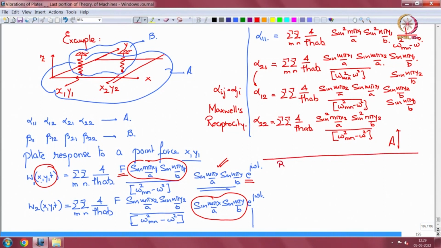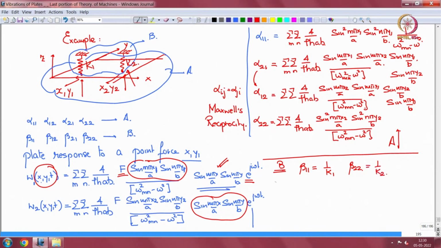What about system B, which has two springs? Okay, so if I say that this is point 1 and this is point 2, what is the spring response at 1 due to a force at 1? Beta 11 is 1 by k1. Let us say this spring is k1 and this spring is k2. Then what is beta 22? Response at 2 for a unit force at 2, which is 1 by k2.